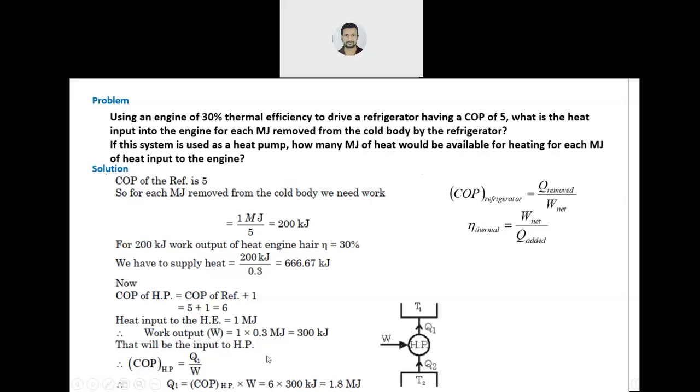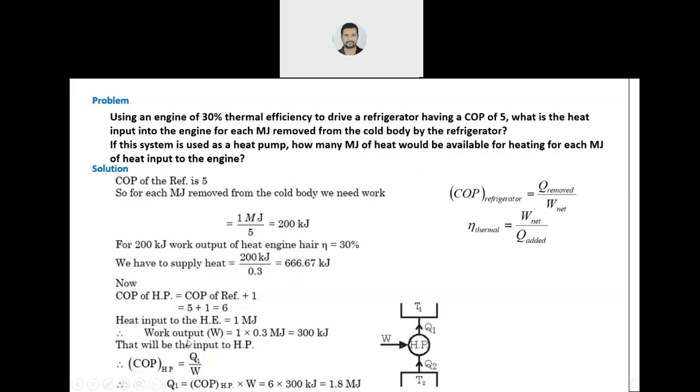How will you find it? Now I have told you the relationship between the coefficient of performance of heat pump and the coefficient of performance of refrigerator. Coefficient of performance in short is known as COP. So COP of heat pump is equal to COP of refrigerator plus 1. Now COP of refrigerator is given in the question as 5. So 5 plus 1 is 6. This is the COP of heat pump. Now heat input to the heat engine, how much? Again it is given as 1 megajoule. 1 megajoule of heat is available.